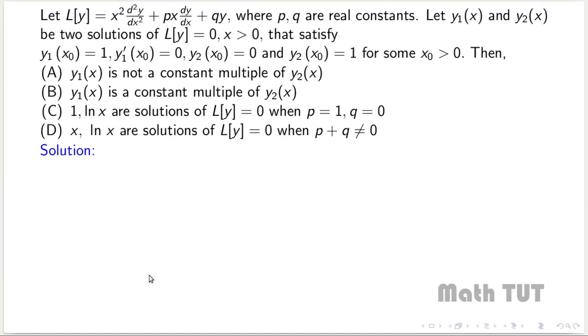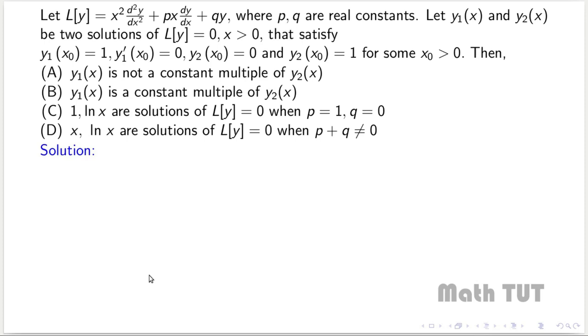So the next question is, we are given an Euler-Cauchy differential equation here, x² d²y/dx² plus p x dy/dx plus q y, where p and q are real constants. And also we are given that y1(x) and y2(x) be solutions of L of y equal to 0 that satisfy a few conditions. That is y1(x0) is 1 and y1'(x0) is 0, y2(x0) is 0 and y2'(x0) is 1 for some x0 greater than 0. Then we are given 4 options and we are asked to check which one of the following is correct.